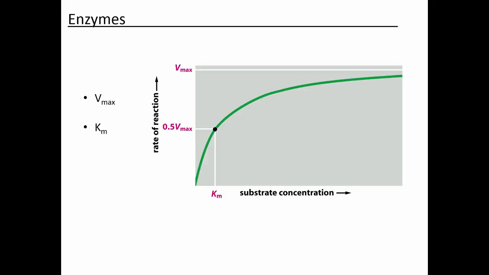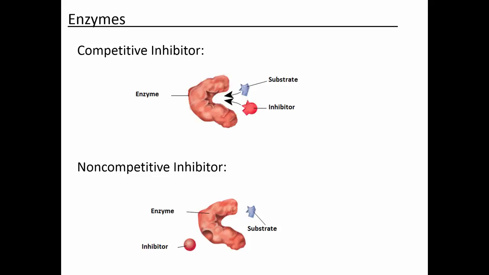Okay, so the next thing that we're going to talk about are two types of inhibitors of enzymes. One is called a competitive inhibitor, and the other is called a non-competitive inhibitor. A competitive inhibitor is an inhibitor that inhibits the enzyme by binding to the active site. The reason that it's called competitive is because it competes with the substrate for the active site.